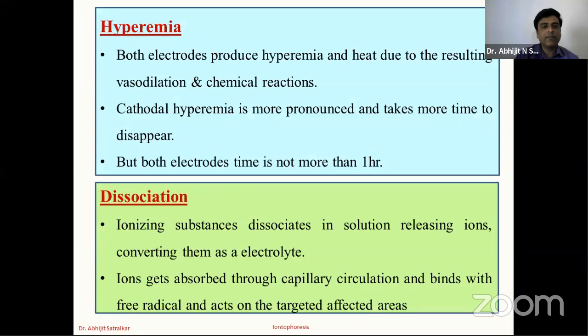Next is hyperemia. Both electrodes produce hyperemia and heat due to resulting vasodilation and chemical reaction. Cathodal hyperemia is more pronounced and takes more time to disappear, but for both electrodes the time is not more than 1 hour. Dissociation. Ionizing substances dissociate in solution, releasing ions, converting them into electrolyte. Ions get absorbed through capillary circulation and bind with free radicals and act on the targeted affected areas.